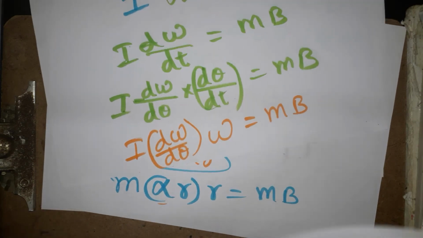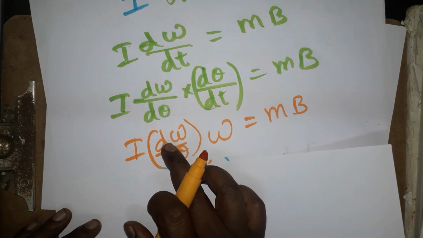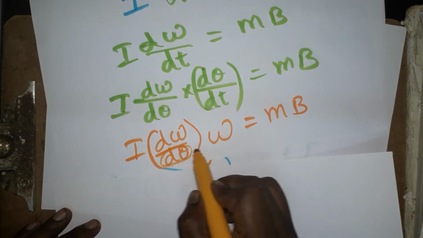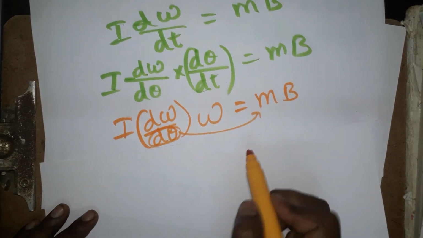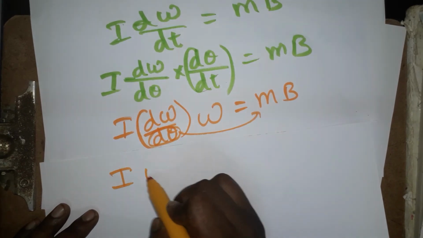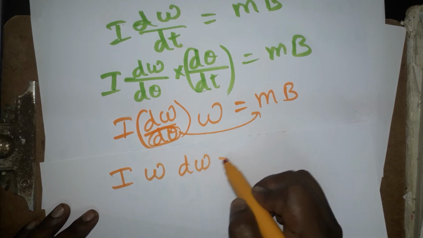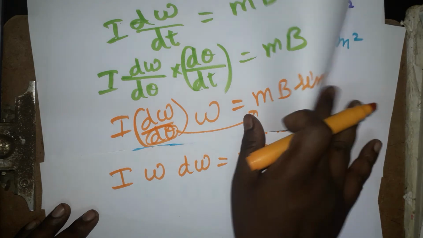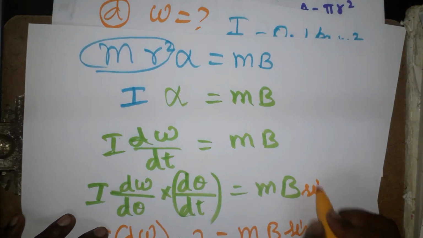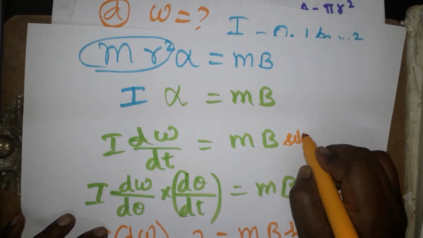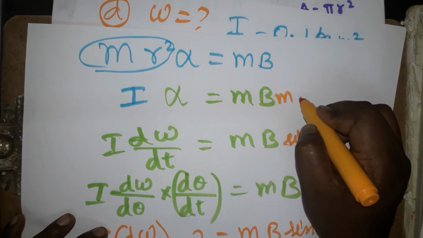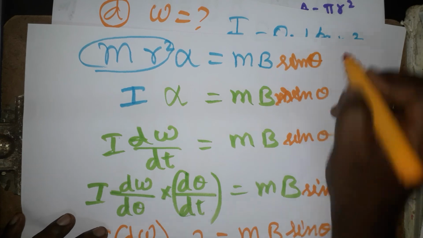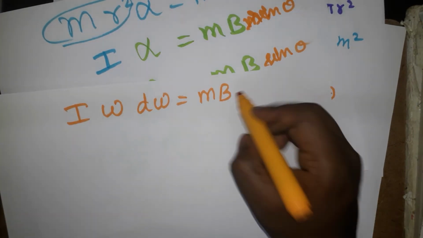Okay, now still we don't have omega only. D omega also is there, omega also is there, we need only omega. So d theta, from here to here we can take it. So I omega d omega equals mB sin theta. From the beginning the torque is equal to mB sin theta, so from the beginning we have the sin theta. So I have mB sin theta here.